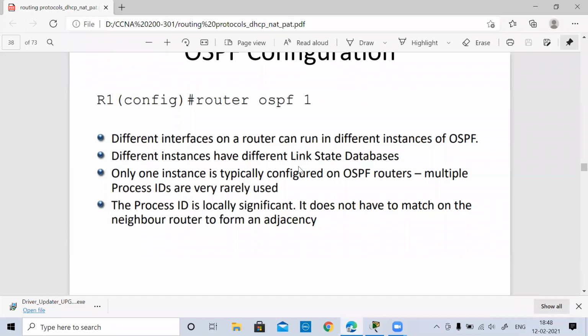As I mentioned, the configuration starts with the command router OSPF followed by the process ID. The process ID can be any number you give, because this is the ID through which it understands. The process ID has to be the same in order to form the adjacency. If it is not matching, then there will not be any adjacency formed. Different interfaces on a router can run different instances, and different instances will have different link state databases. Only one instance is typically configured on OSPF routers, and multiple process IDs are rarely used. It is locally significant. It does not have to match on the neighbor router to form an adjacency.